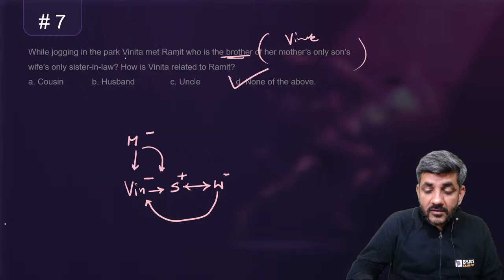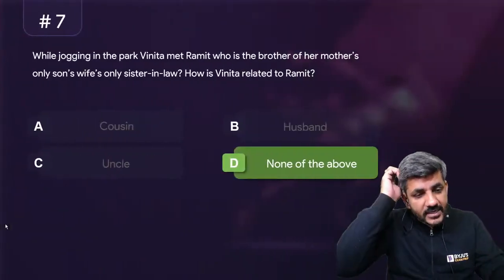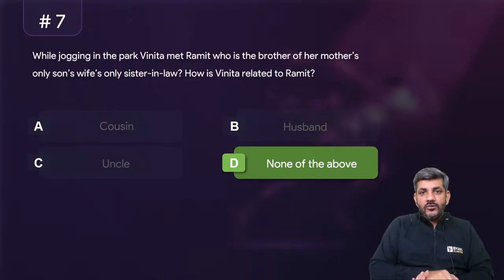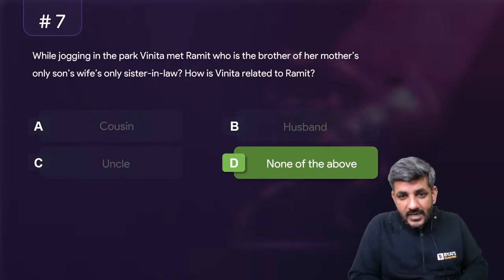My answer should be none of the above. So D option is the correct answer for this question. None of the above is correct. कोई भी उनमें से correct नहीं था. None of the above is the right answer.